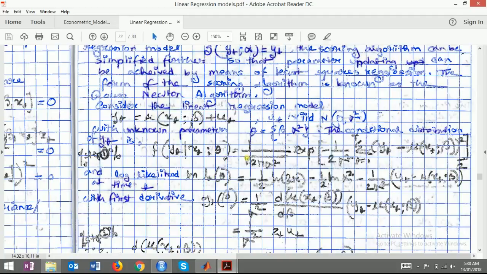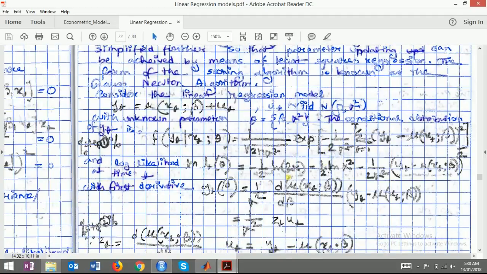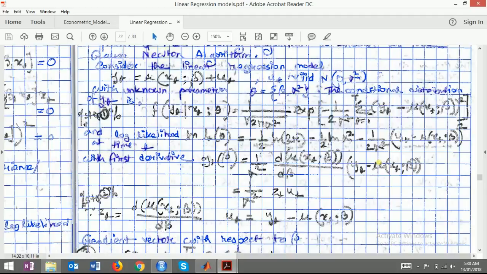yt conditional on xt for all parameters equals 1 by root over 2 pi sigma square, exponential of the residual, yt minus mu of xt, beta, whole square divided by negative 2 sigma square. And the log likelihood function at time t, taking the log, is minus half log 2 pi, minus half log sigma square, minus 1 by 2 sigma square, yt minus mu of xt, beta, whole square. Very simple. With the first derivative being 1 by sigma square, d by d beta of mu of xt, beta.